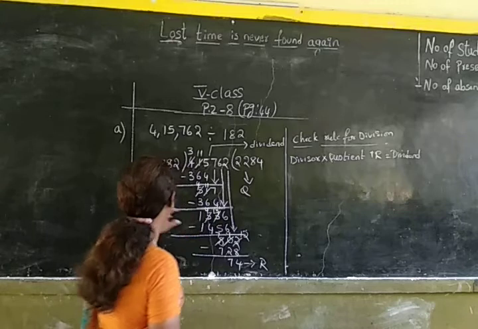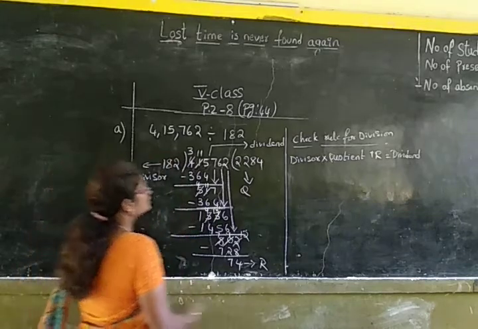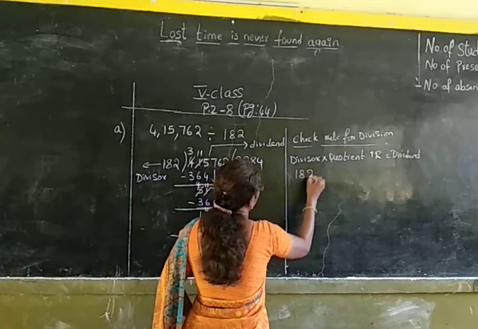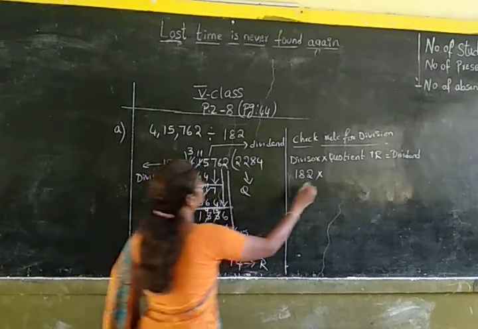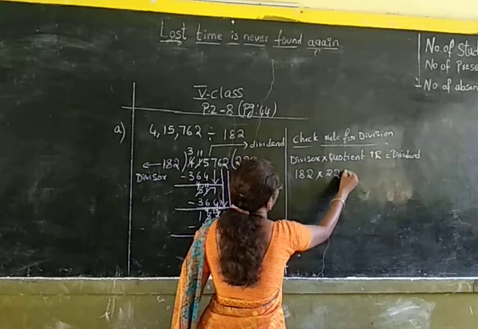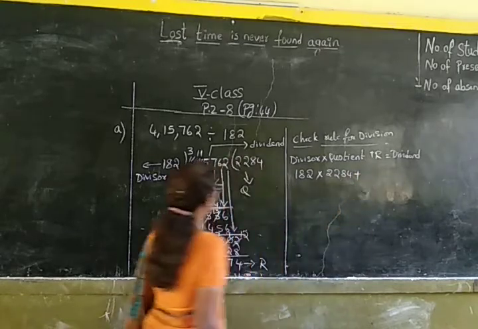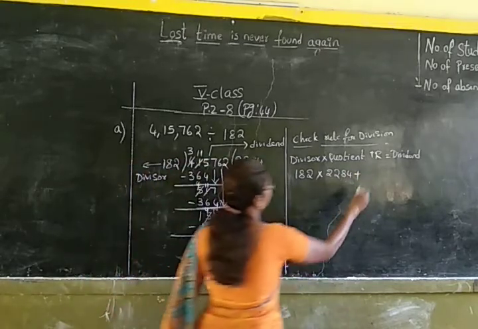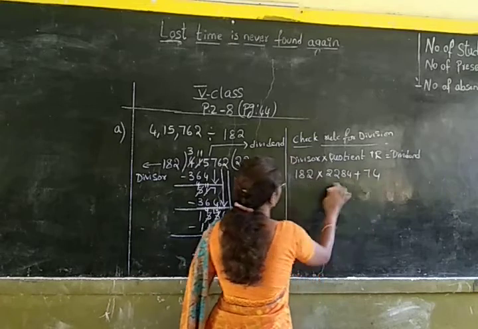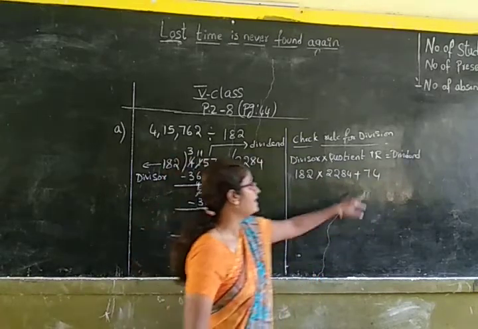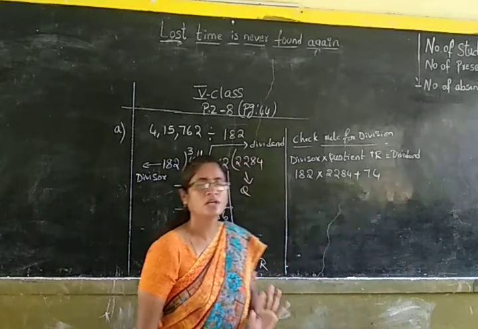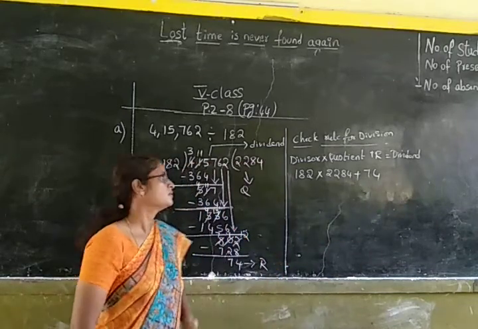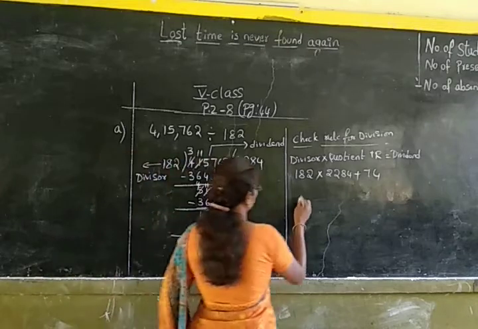So what is the divisor here? The divisor is 182, into quotient 2284, plus the remainder 74. So if you multiply these two numbers and add 74 to the result, then you will get the dividend. Then only your answer will be correct. So let us do the multiplication.